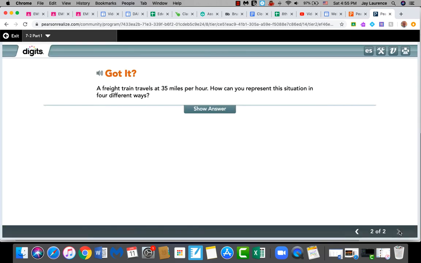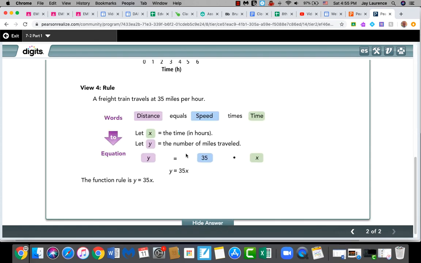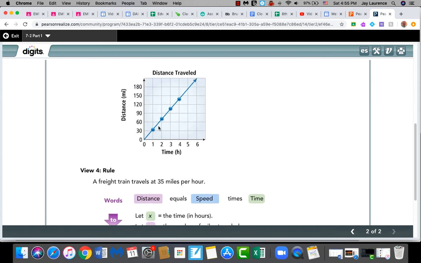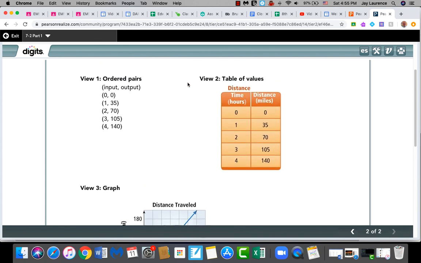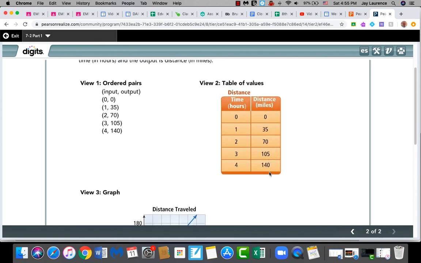I want you to go ahead and try this one. It says a freight train travels 35 miles per hour. Did you hear the slope? How can you represent the situation in 4 different ways? Okay, go ahead and give it a shot. When you're ready, look and see what they came up with. And here comes the answer. So, they have an equation, y equals 35x. They have a graph, right? They have the input-output table, and of course they have a set of ordered pairs.